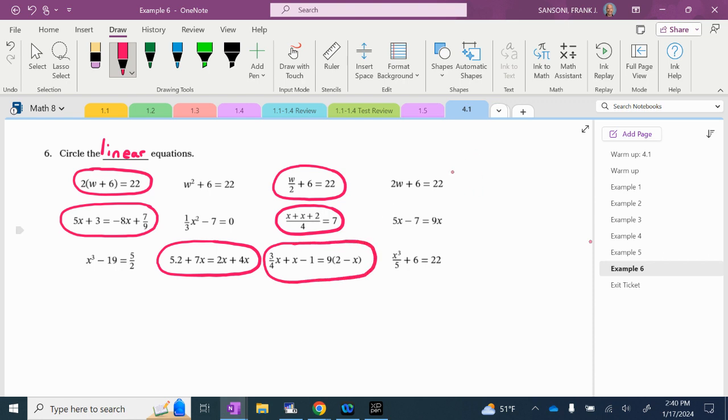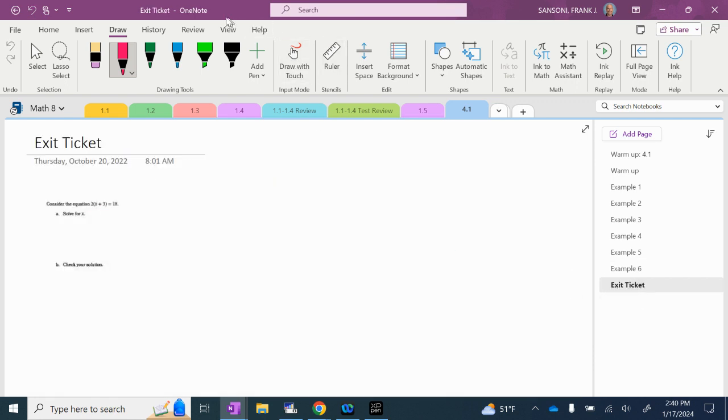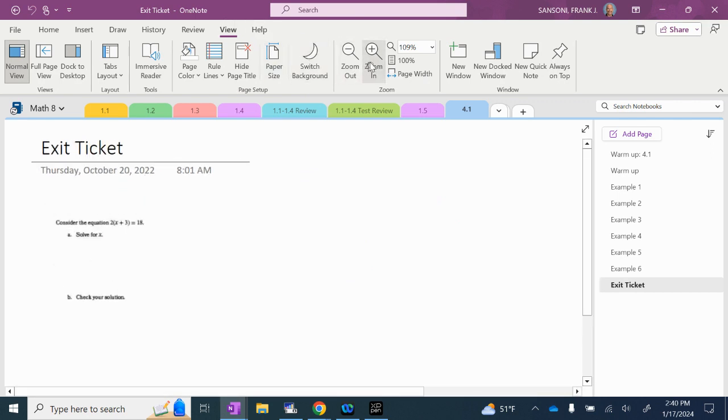How about top right? Yes. How about middle right? Yes. How about bottom right? No. So we have 4 that are non-linear. We have 1, 2, 3, 6, 8 that are linear. Last piece. Exit ticket. Making this large.